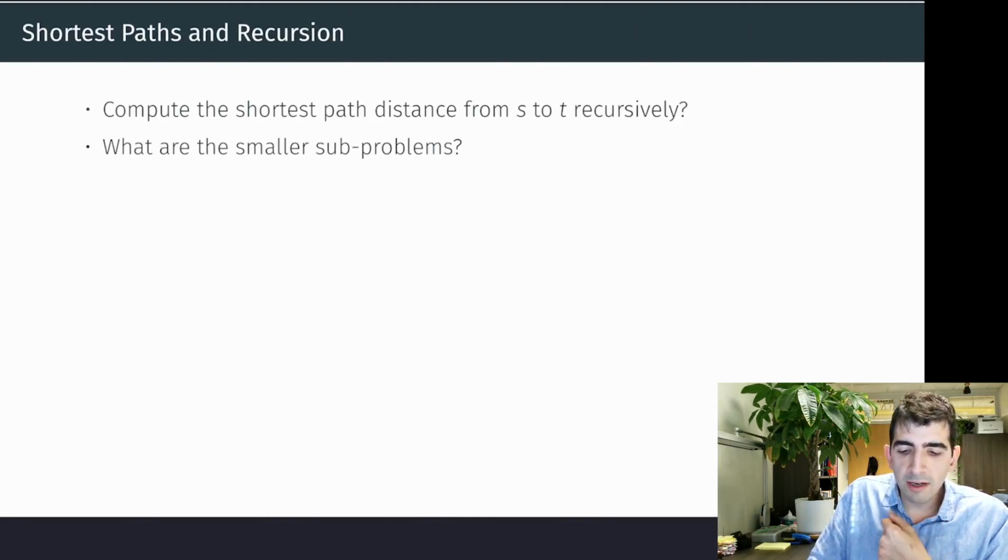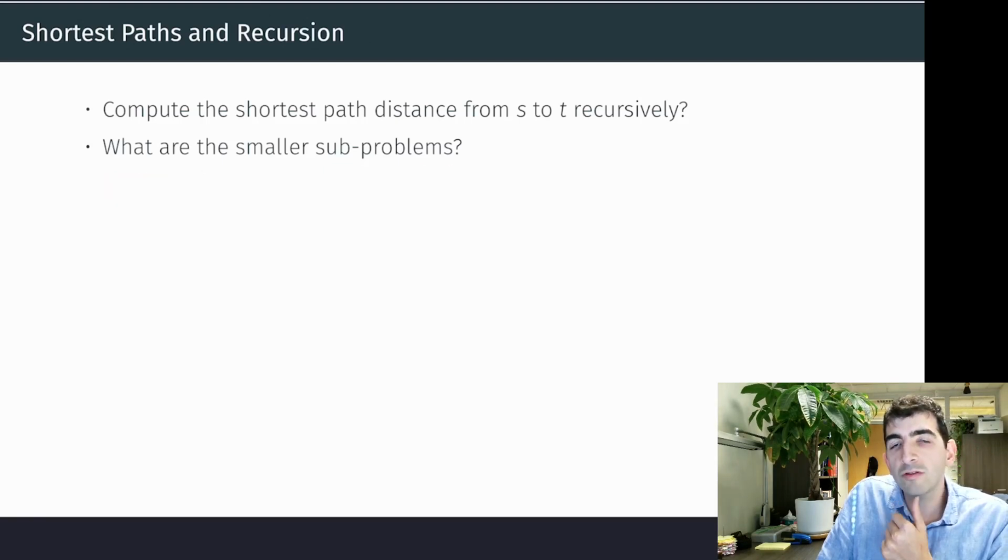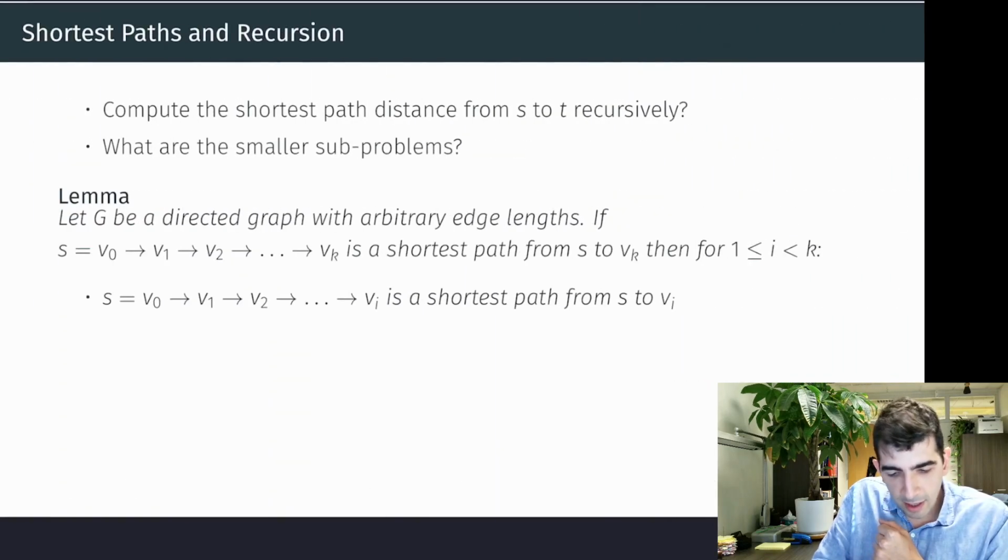So the primary idea behind the Bellman-Ford algorithm is, can we compute the shortest path from S to T recursively? Okay, what are the smaller problems from a shortest path of length n? How do we reduce it to a shortest path problem of length n minus 1? So here's the idea. Here's a thought.